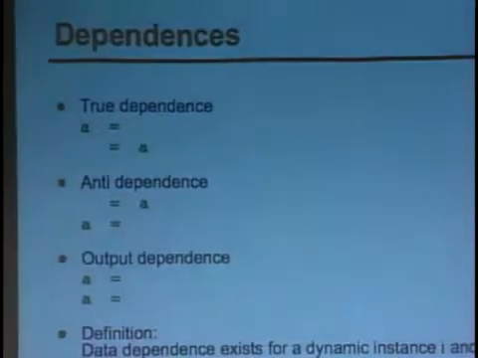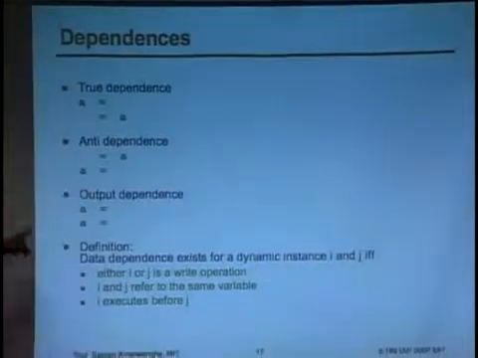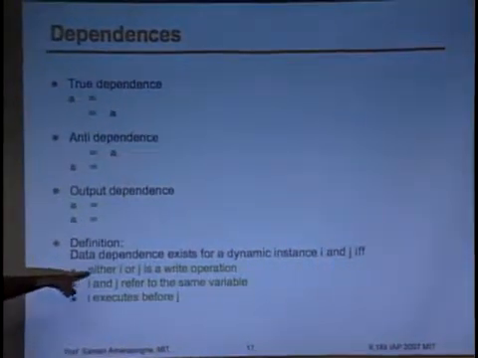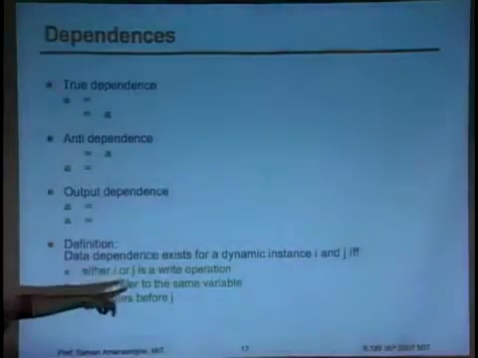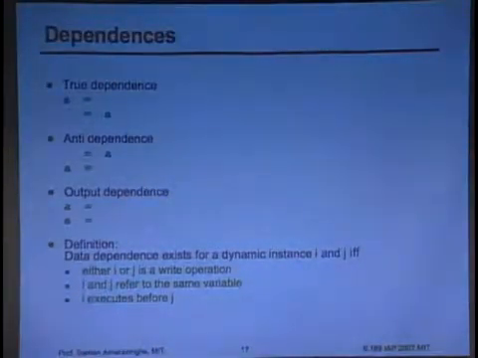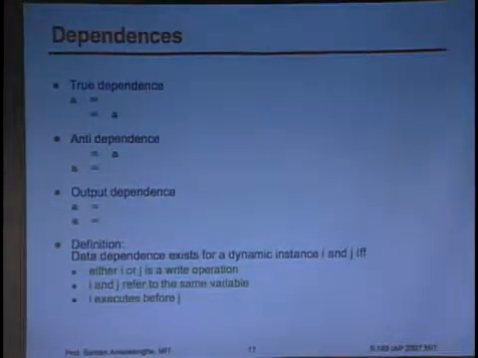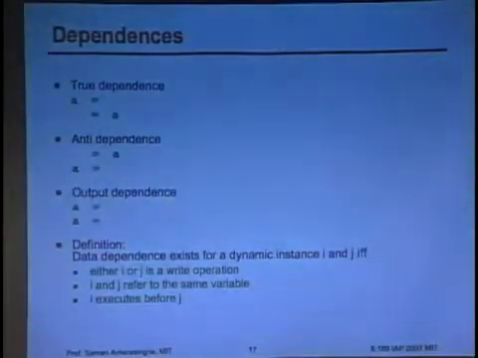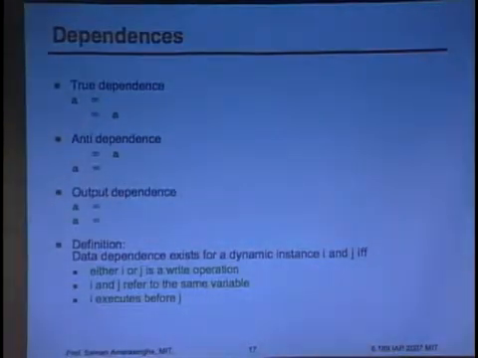So, in a dynamic instance, a data dependence exists between i and j if either i or j is a write operation, and i and j refer to the same variable, and i executes before j. So, it refers to the same thing, and one executes before the other. So, you don't have a dependence going negative in time, otherwise it would become either true or anti. So, it's always going in positive time.